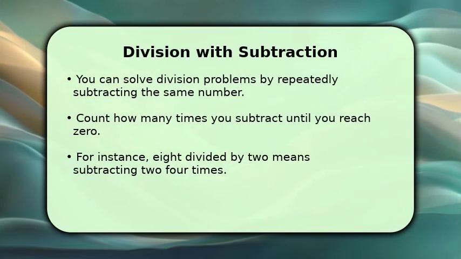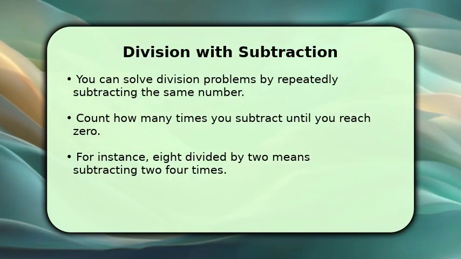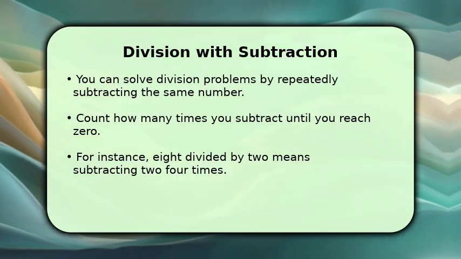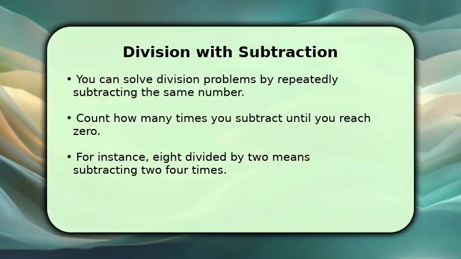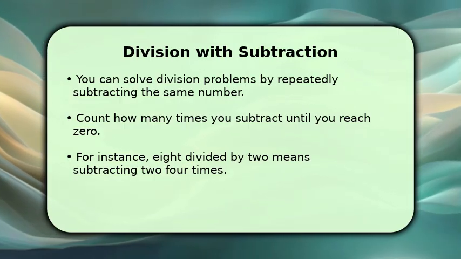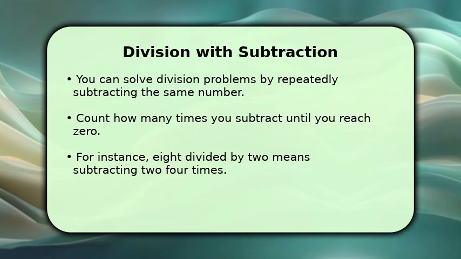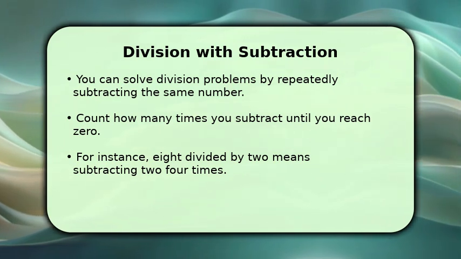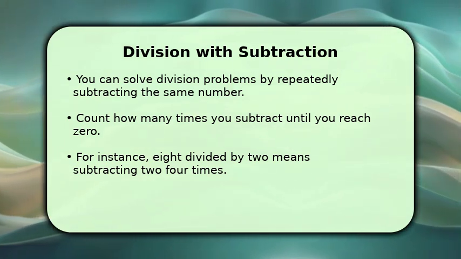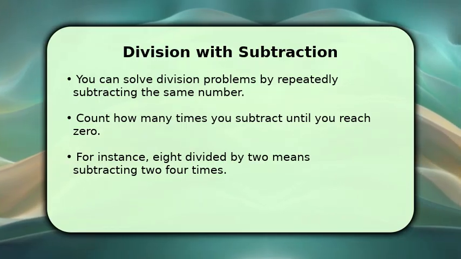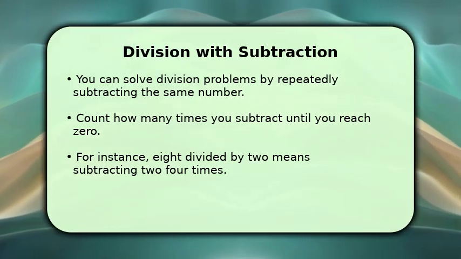Another helpful way to think about division is through repeated subtraction. Imagine you have 15 candies and want to give 3 candies to each friend. You can keep subtracting 3 until you have no candies left. The number of times you subtracted 3 tells you how many friends received candies. It's a great way to visualize the process.